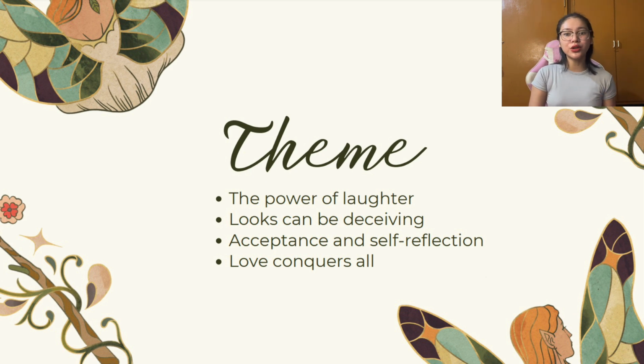We have also that looks can be deceiving. The story challenges judging someone solely on their appearance. Gertrude, who seems grumpy and mean, is ultimately revealed to be capable of laughter and happiness. And we have also acceptance and self-reflection. Gertrude's transformation comes from seeing herself reflected back at her.